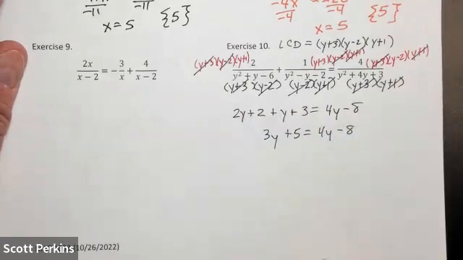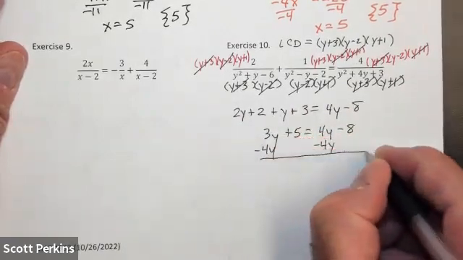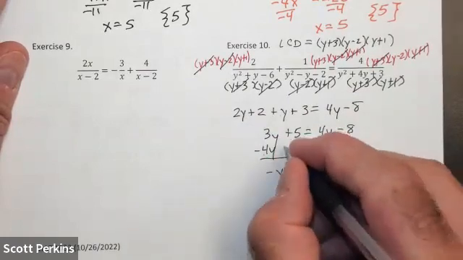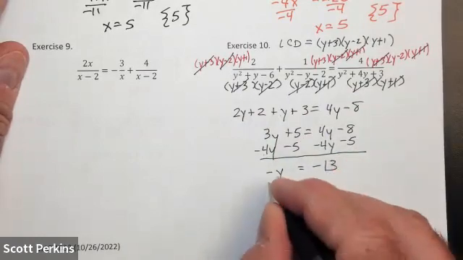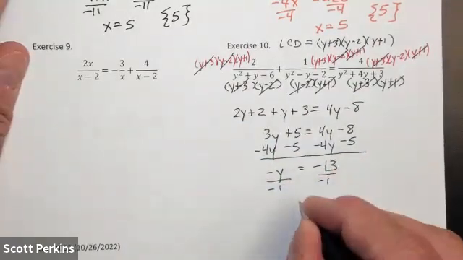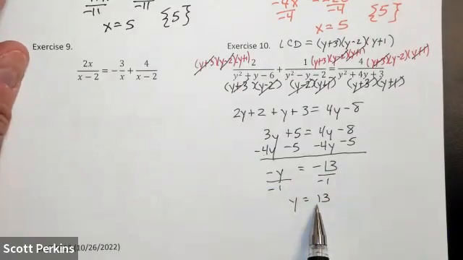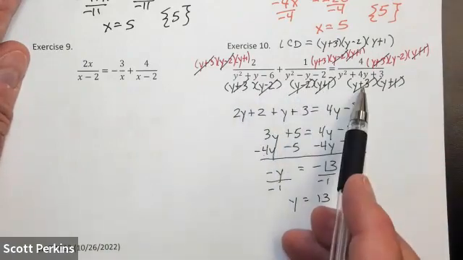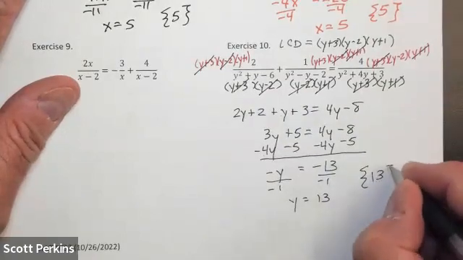Subtract the 4y from both sides. 3 minus 4y is negative 1y, or just negative y. When I subtract the 5, negative 8 and negative 5 is negative 13, and divide by negative 1, y is 13. When you take y as 13, you check it with each of the factors. It does not make any of these factors equal to 0, so you don't have to toss out that solution, so we're going to keep it.